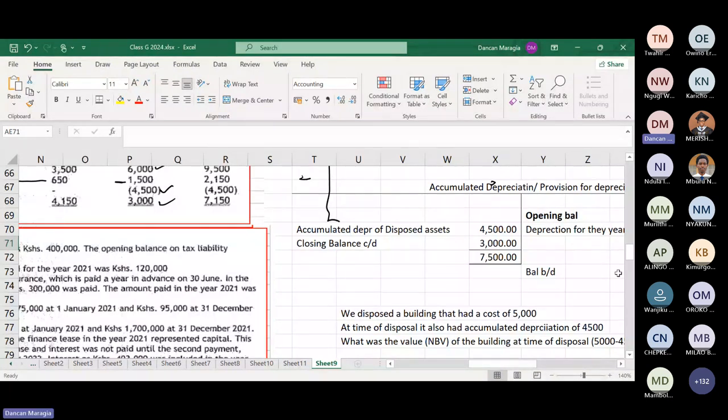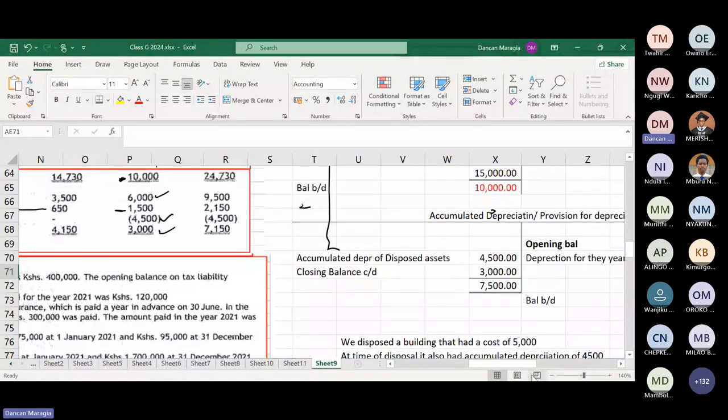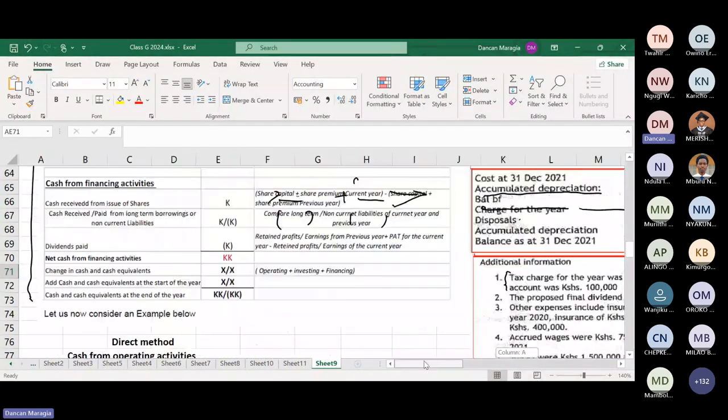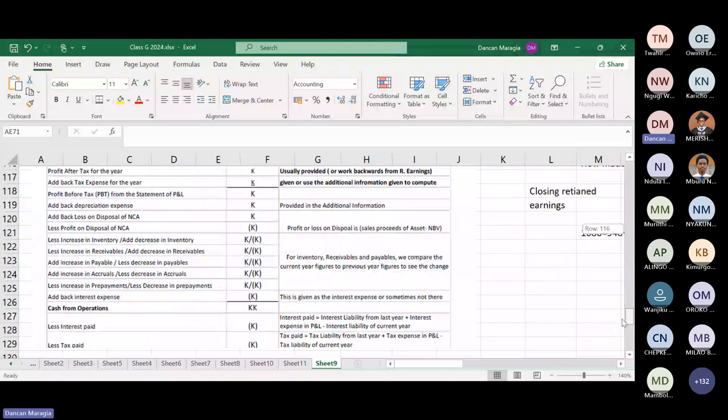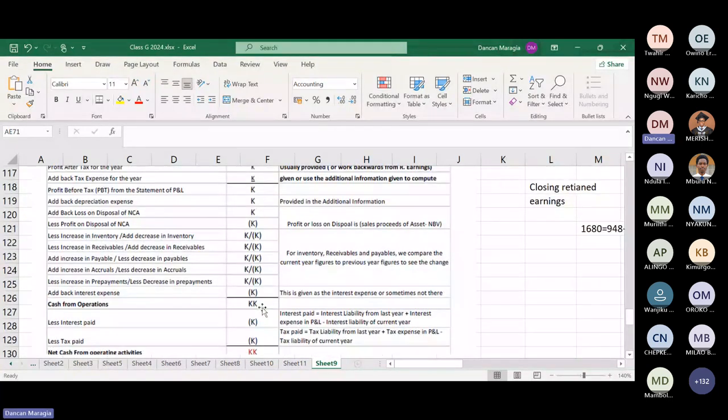So what I want you to do is go and check, like now I've given a direct method here. You see, we are almost somewhere there, profit on disposal. I want you to go and check the way I've given this inventory, receivables, payables, accruals. You only compare. This is usually the easiest part because you just compare. So I'll pick up from there, and we see whether it's going to reconcile what we did in the direct and what we'll be doing in the indirect.